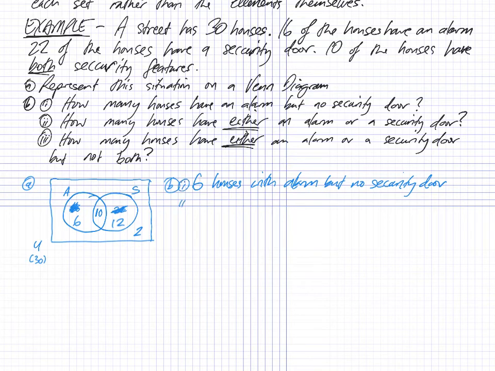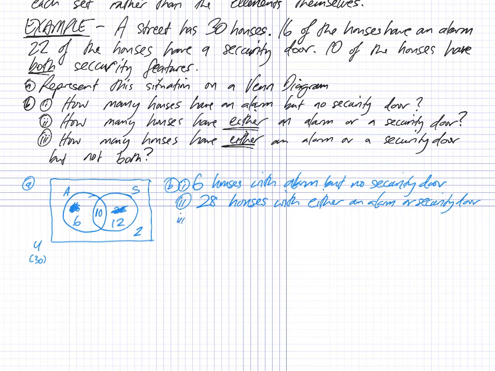So that's B1. B2. How many houses have either an alarm or a security door? So if you read into this, what you care about is they've got either of the security features. They've either got an alarm or security door, so that means they could have both as well. So we're talking about this set, and this set in the middle. So really, we've got 6 plus 10, 16, plus 12, so 16, 17, 18, 28. 28 houses with either an alarm or security door.